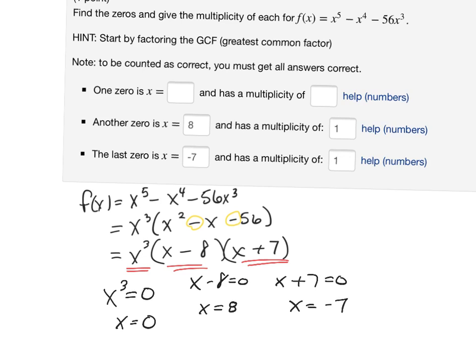The multiplicity is the power on each one of those factors. So this has a multiplicity of 3. This has a 1 there, so this has a multiplicity of 1. And this has a 1 there, so that also has a multiplicity of 1.